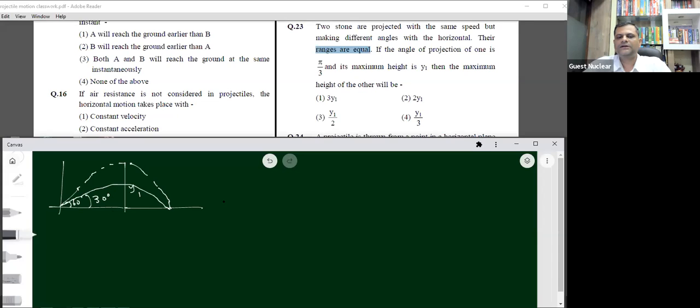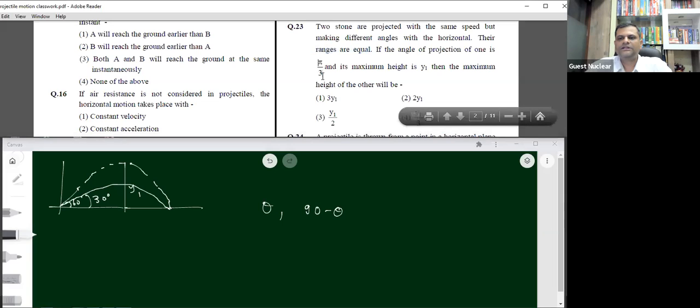Already we have seen that whenever two projectiles are thrown with the same speed and have the same range, they must be thrown at angles theta and 90 minus theta. Remember this. So here, if one angle is pi by 3, the other angle will be pi by 6, that means 30 degrees.